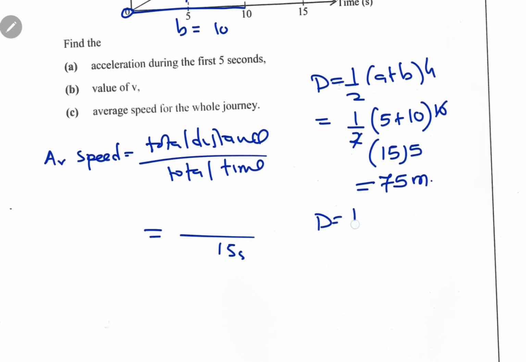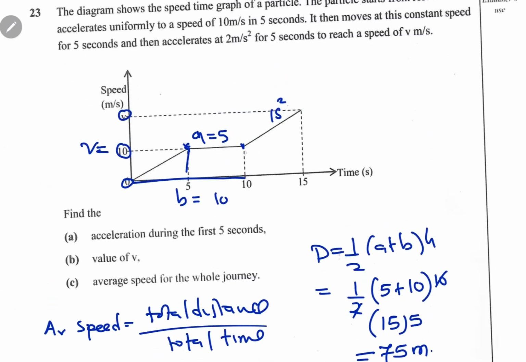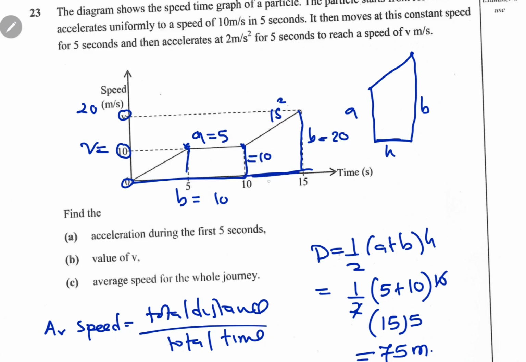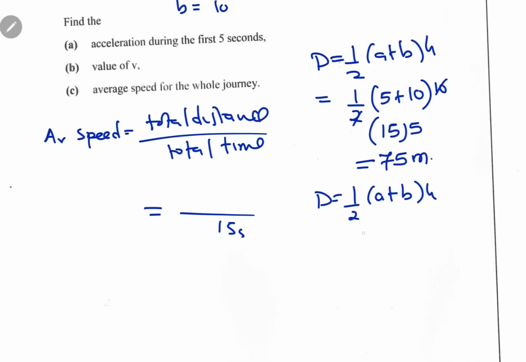Then the second trapezium, half of (A plus B) times height. Look at this. When it is lying like this, if the trapezium is in this orientation, just know that it is sitting on the height. So the height is this. A you can put this, B you can put this. So this is our B, which we found to be 20 there. Then this is our A, which is 10. Then this is our height, which is 5. The moment you mess up with this, you will not find the correct answer.